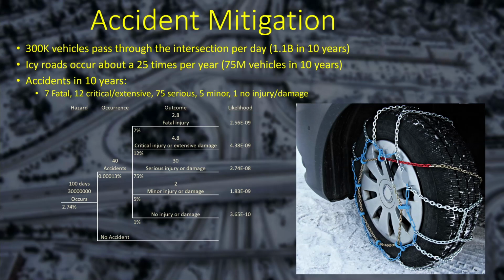So they're not going to do anything to change the probability of the hazard occurring. Instead, what we're hoping to do here is to change that conditional probability of an accident occurring given that the hazard does occur. So this is the number we're going after right there.